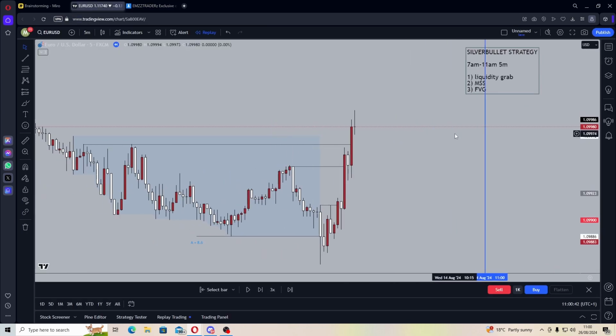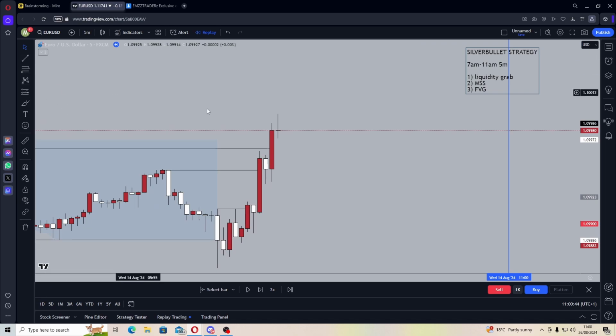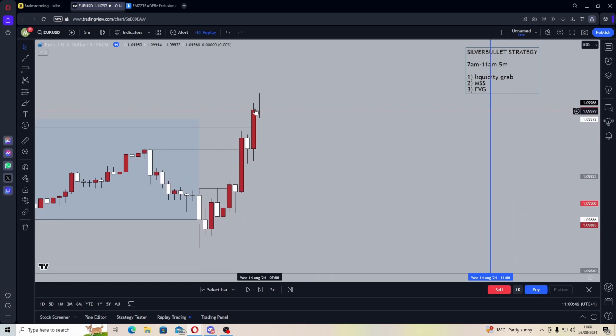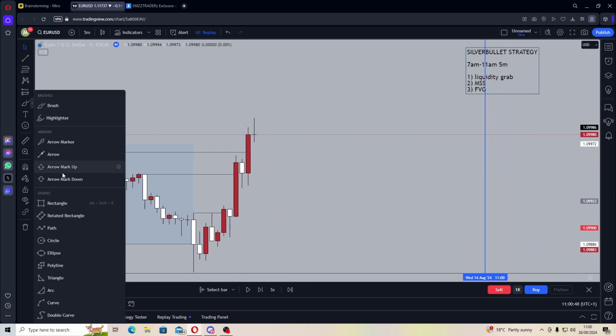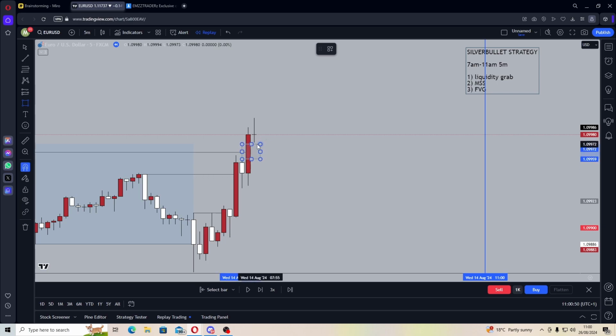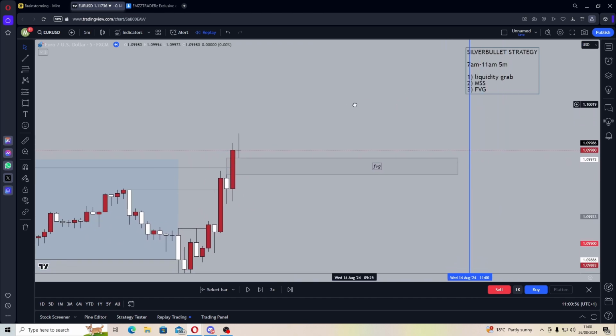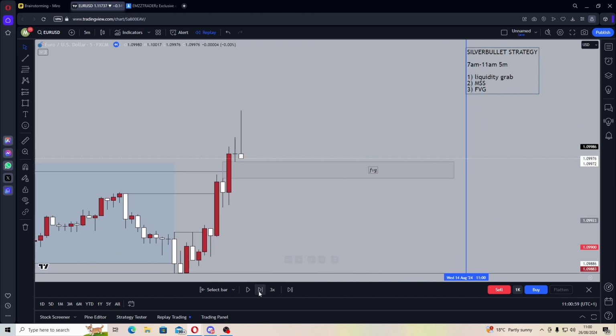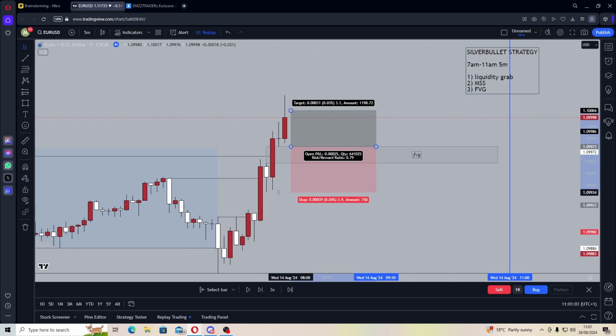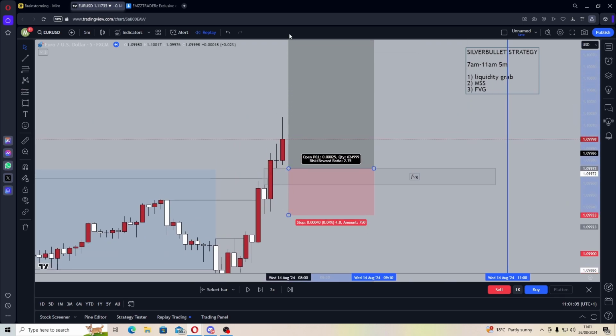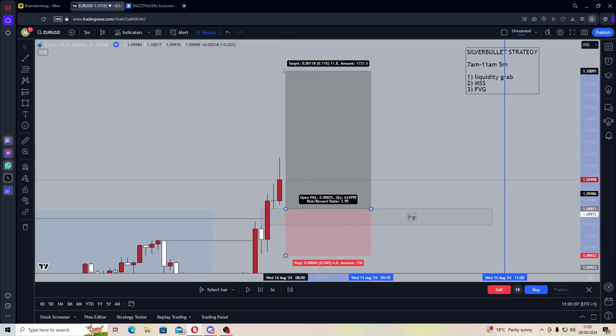But anyway, let's get straight back into the example. So now we have this market structure shift and a fair value gap. All we need to do is mark this out from here to here, and this is going to be our FVG. Once price goes back into this area, I'm going to be putting my stop loss below here, and my take profit at least a 1 to 3 risk reward ratio, like that.